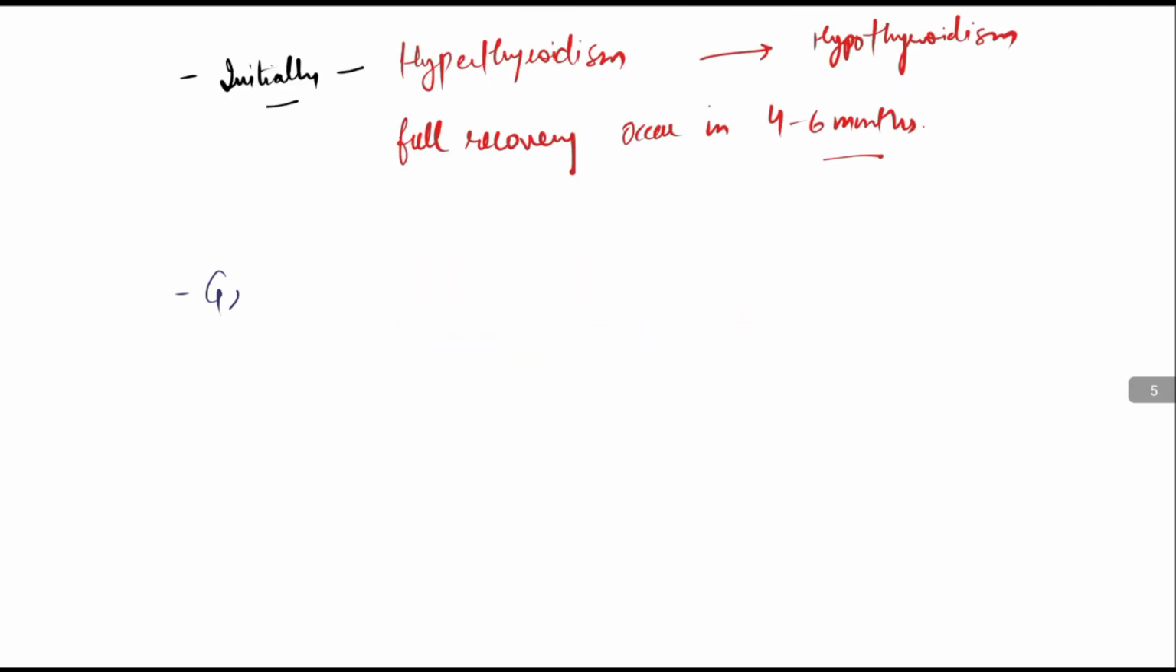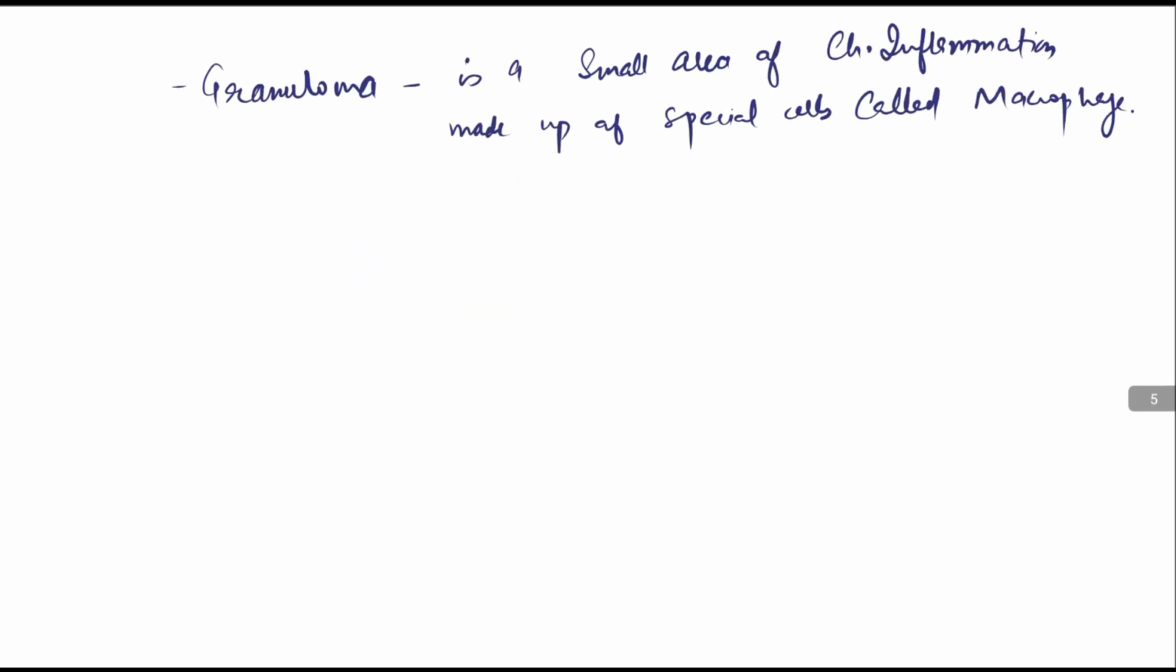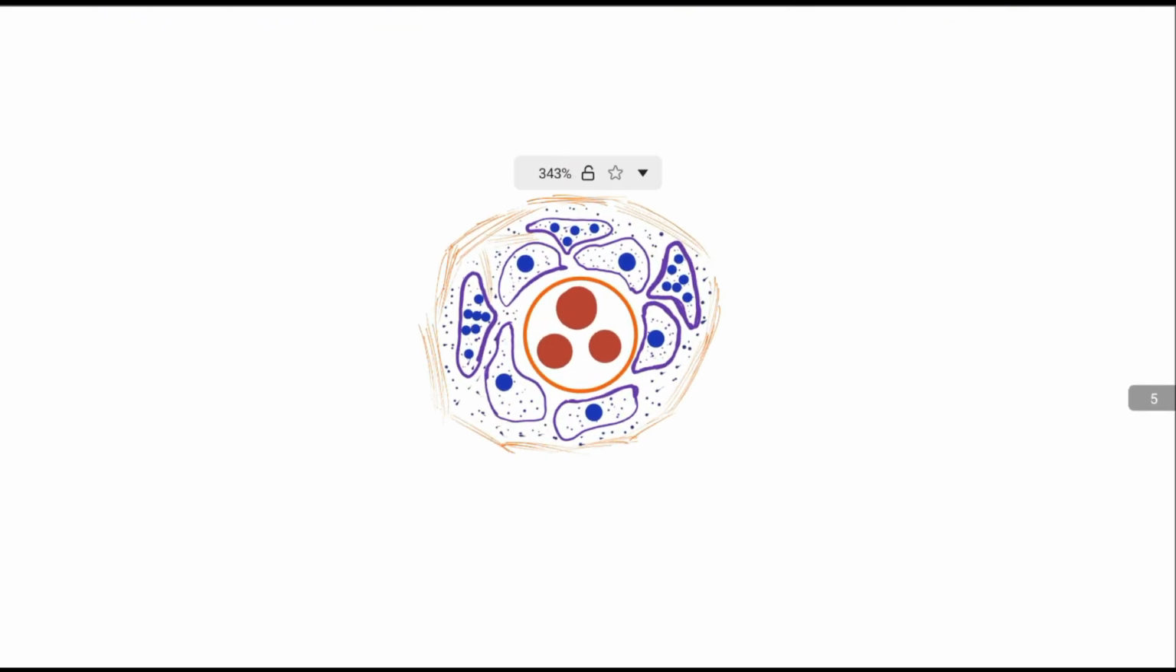Why is this also known as granulomatous thyroiditis? Because of the presence of granuloma. And what is a granuloma? A granuloma is a small area of chronic inflammation in tissue made up of special cells called macrophages. In a granuloma, immune cells gather tightly around the harmful material, like a foreign body, persistent infection, or immune reaction, and form a barrier like a biological wall to block it off from the rest of the body.